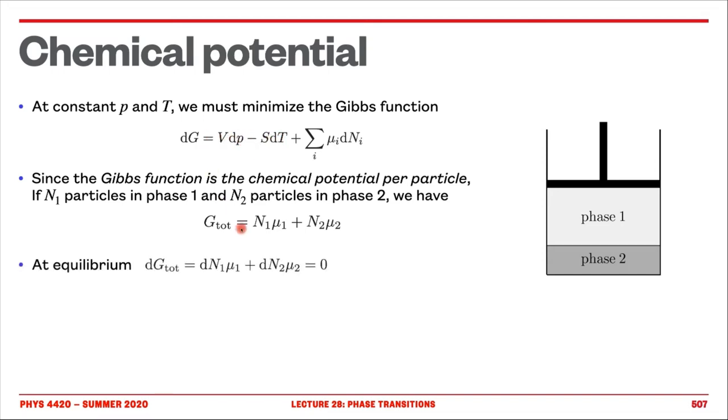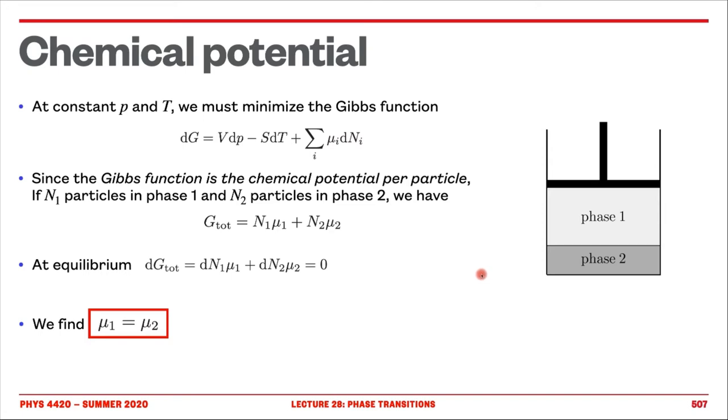So now we can go back here, and we know that because we are working at constant pressure and constant temperature, at equilibrium this sum is going to be equal to zero, right? So dN1 mu1 plus dN2 mu2 is equal to zero. Since there is no chemical reaction here, it's just a phase going from a liquid to a gas, or gas to liquid, each time I lose one particle of gas, I gain one particle of liquid. In other words, dN1 is equal to minus dN2, which basically says that mu1 has to be equal to mu2. So during a phase transition, the chemical potential of the two phases has to be equal.